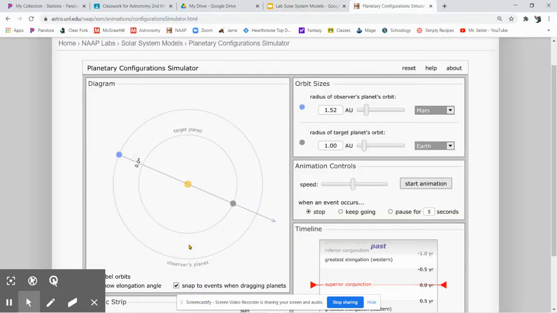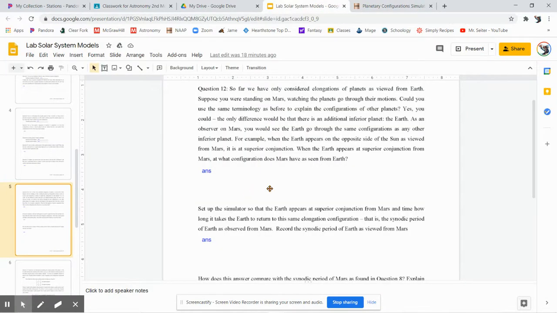Okay, so what I've done is I've set the observer's planet to Mars, target planet Earth. Here's Mars, here's Earth, and if Earth is in superior conjunction from Mars, then from Earth, Mars is in conjunction. So the answer here is conjunction, but again, you need to give me sentence forms here. All right. So when Earth is at superior conjunction, Mars is in conjunction.